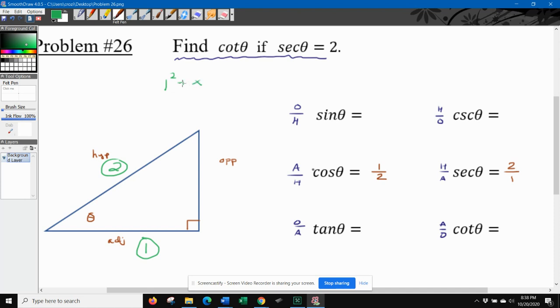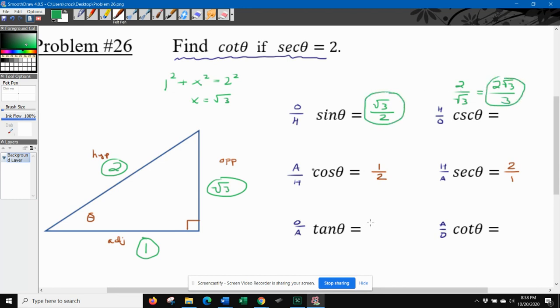Pythagorean theorem, of course. 1 squared plus x squared equals 2 squared. You can do the math, but it comes out to be root 3. So now we have all the values we need to find all 6 values. Sine would be root 3 over 2. Cosecant would be 2 over root 3. Don't leave root 3 in there. Multiply top and bottom by root 3. We have 2 root 3 over 3.